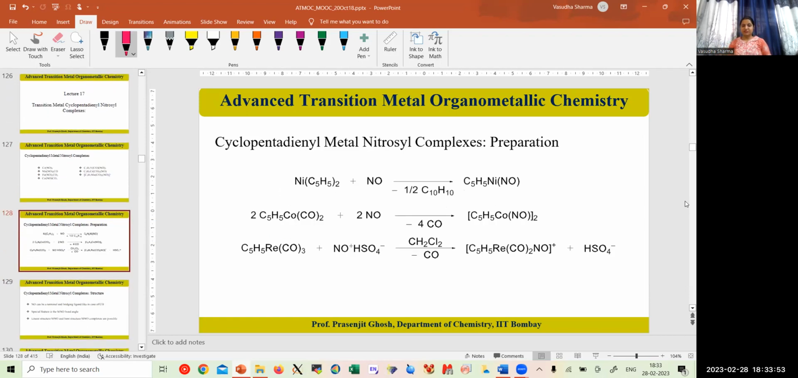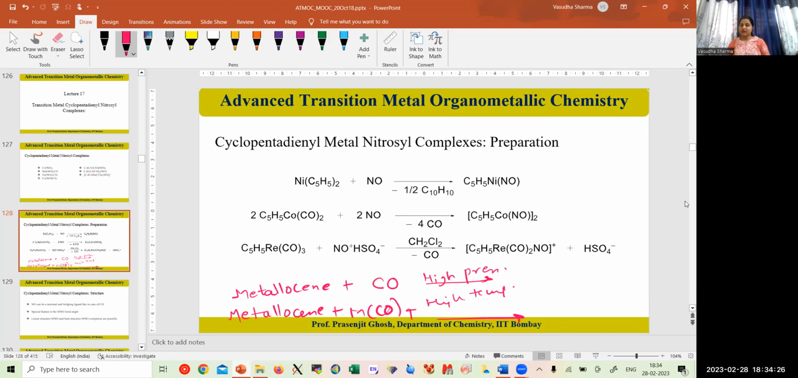Now we come to the preparation of these cyclopentadienyl metal nitrosyl complexes. So earlier what we saw, to make a metal carbonyl with a Cp ring, either we can have a metallocene with carbon monoxide directly under high pressure and high temperature, or the second way was to have a metallocene with a metal carbonyl, or any such form for that matter, that will give you the cyclopentadienyl metal carbonyl.